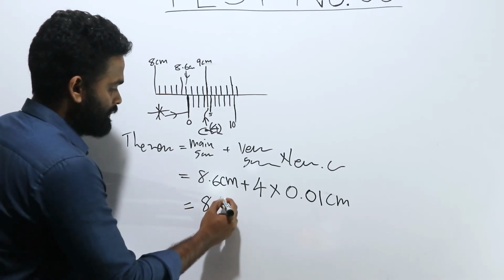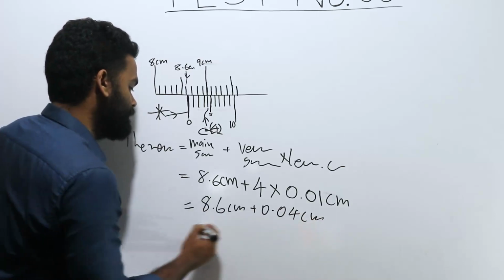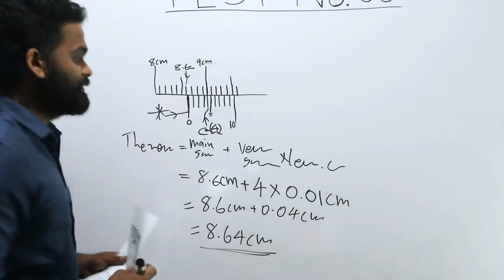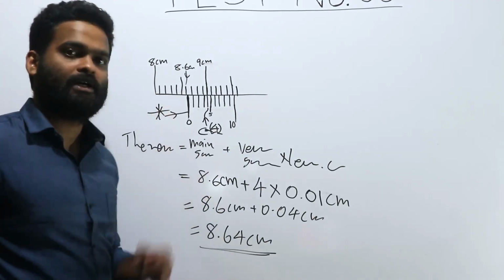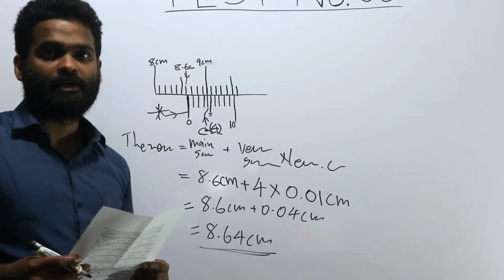Then if you add 8.6 centimeters plus 0.04 centimeters, you get 8.64 centimeters. So this is the reading shown by this part of the Vernier scale in the image.